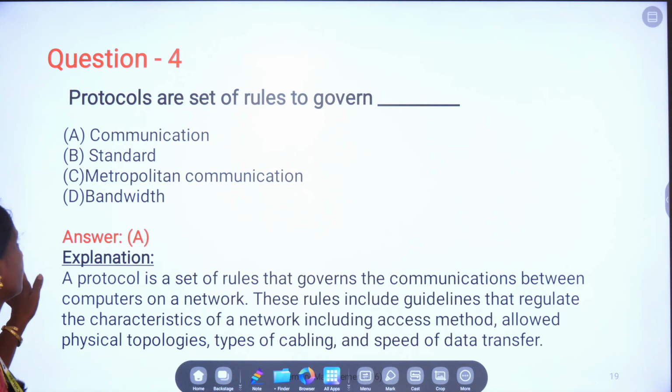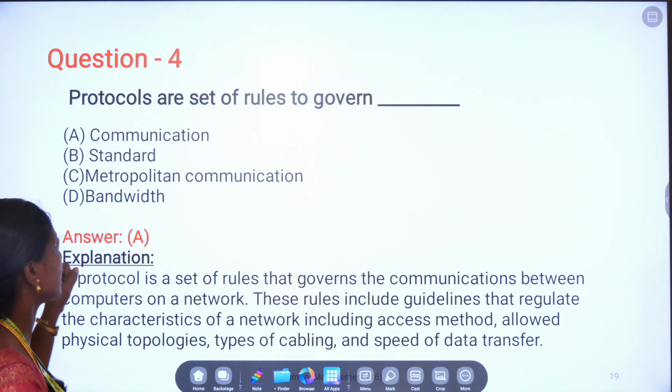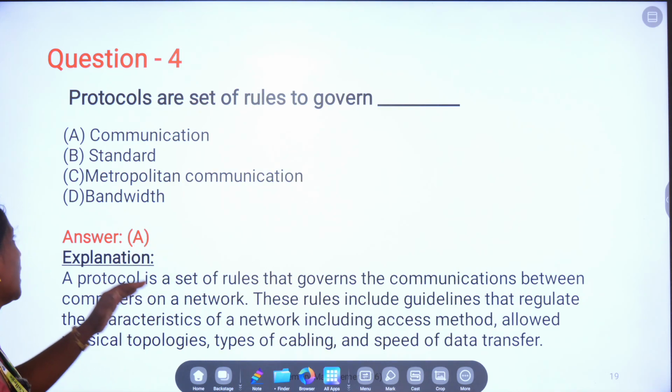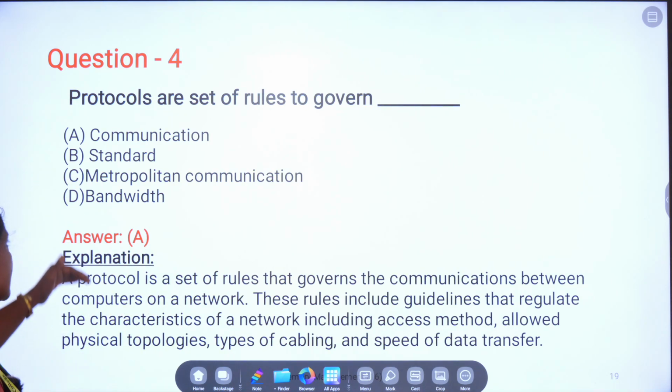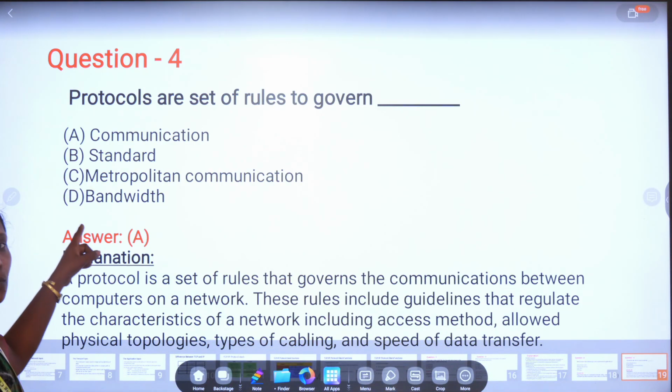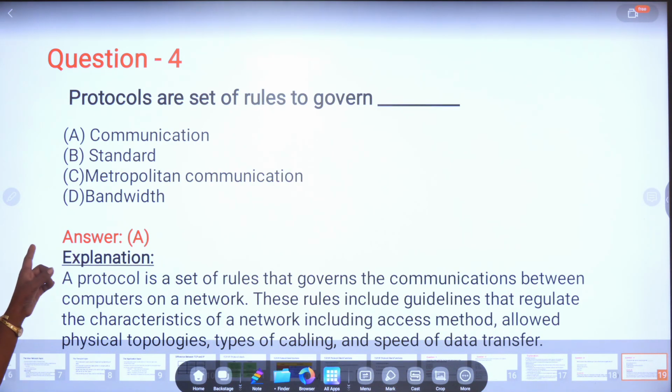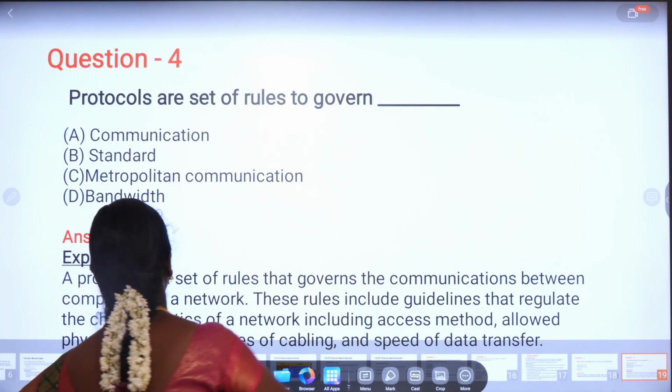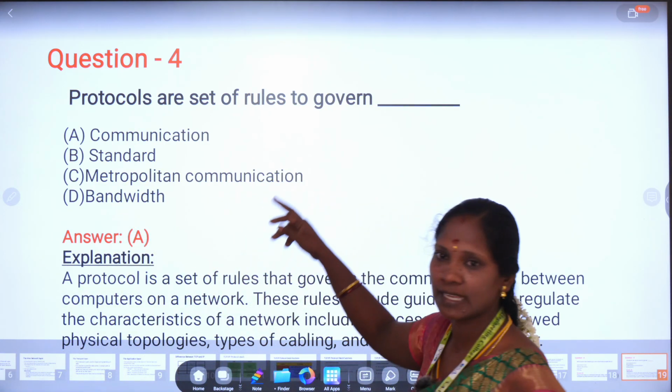And then let's go to the next question. Question number 4 is a direct question. Protocols are a set of rules that govern what? Four answers are given here. The first one is communication, the second is standard, the third is metropolitan communication, and the fourth is bandwidth. The correct answer is communications.